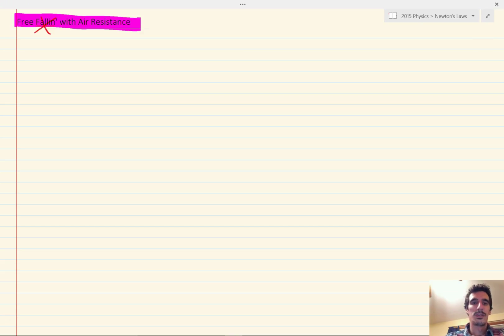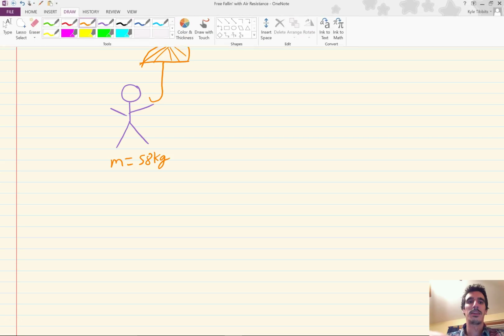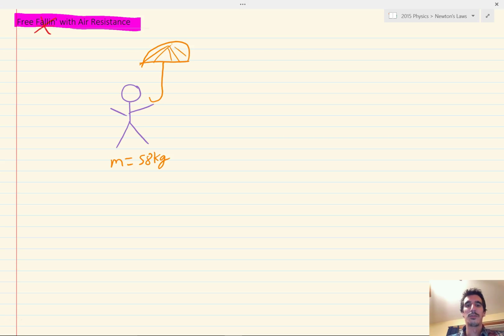So let's see, we've got our good old stick figure. She's holding her umbrella. And we'll say she's falling from the sky. And Mary Poppins currently has a mass of 58 kilograms. So let's look at Mary Poppins free falling, that'd be without air resistance, and we'll look at the net force acting on her.